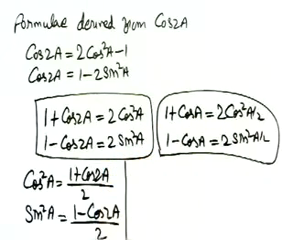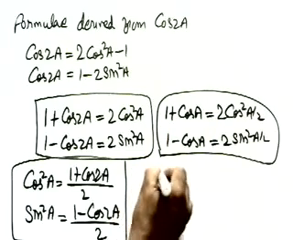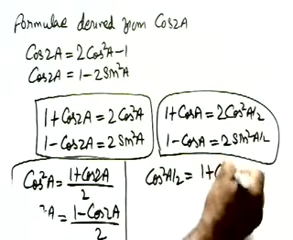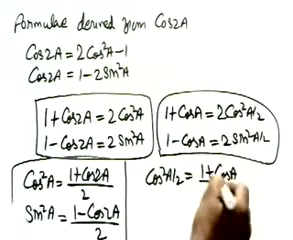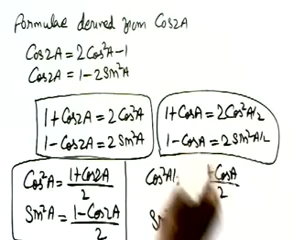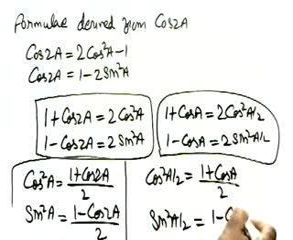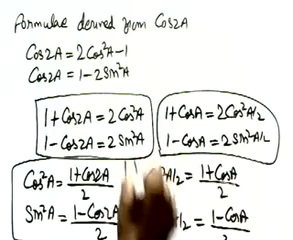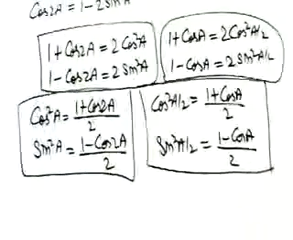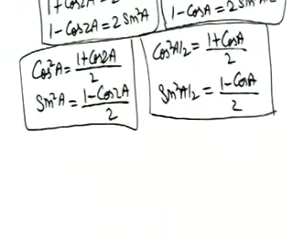In the same way, if you write cos square A by 2 from here, these are the two formulas we have to learn by heart. Cos square A by 2 will be 1 plus cos A, and bringing this 2 here, it will be divided by 2. In the same way, sin square A by 2 will be 1 minus cos A divided by 2. These are the very important formulas we use in transformations and many other places.